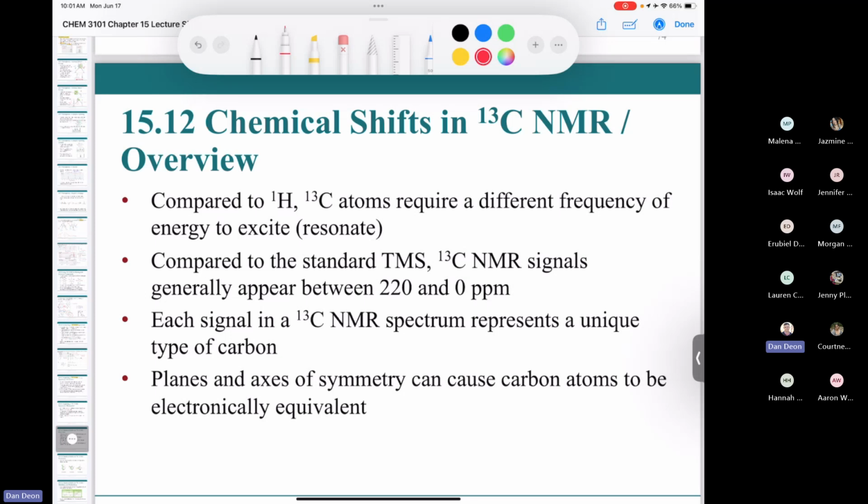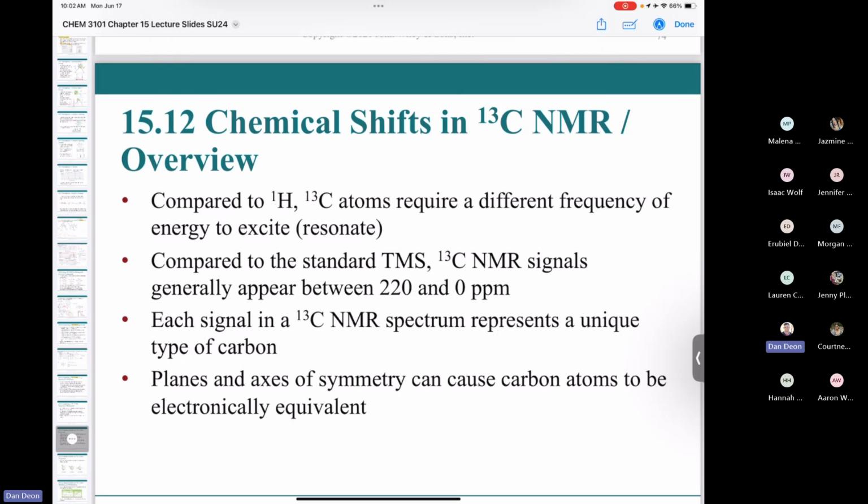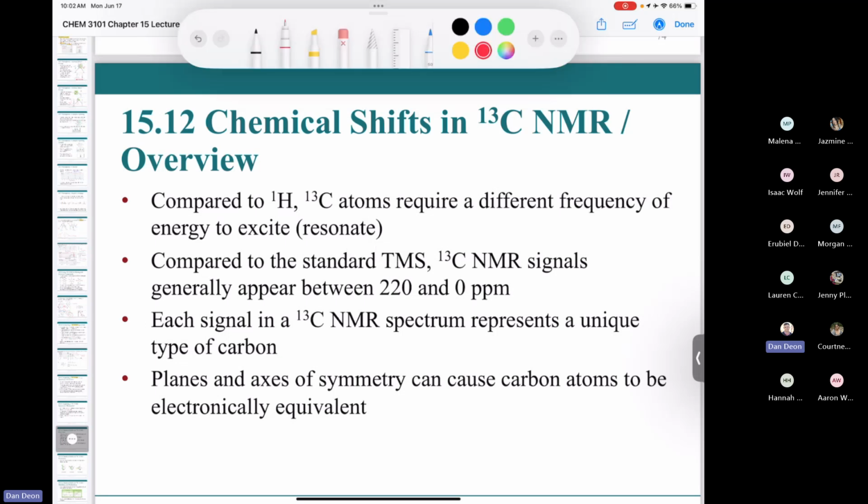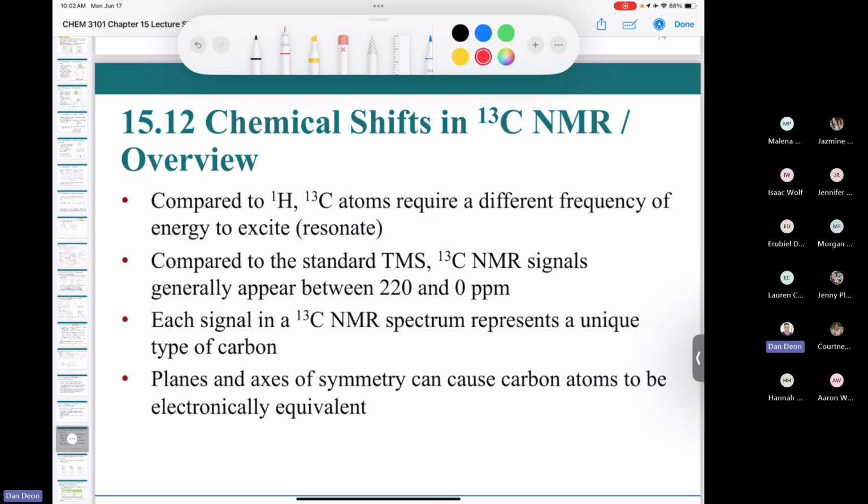So it says here that compared to proton, carbon requires a different frequency to cause the nuclei to resonate. So instead of going from about 0 to 12 parts per million compared to TMS, when you run carbon-13, the spectrum goes from 0 to 220 parts per million. So it's a much broader range. And like I said, every singlet represents a unique type of carbon. If two carbons are chemically equivalent, they're going to resonate at the same frequency. You don't get two peaks. So again, planes and axes of symmetry can cause carbons to be identical, and they're going to resonate with the same frequency.